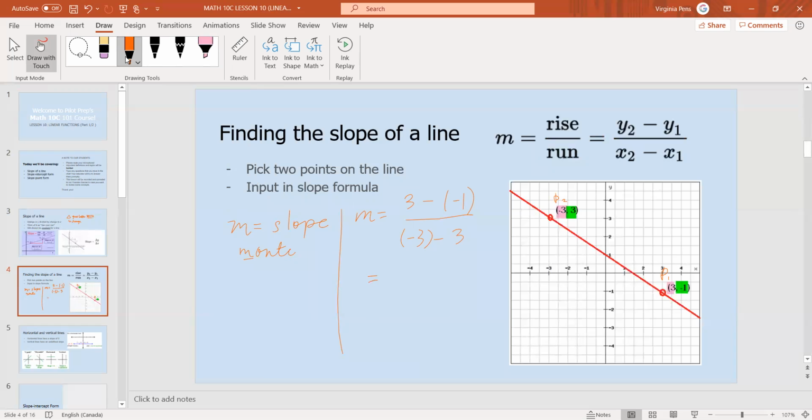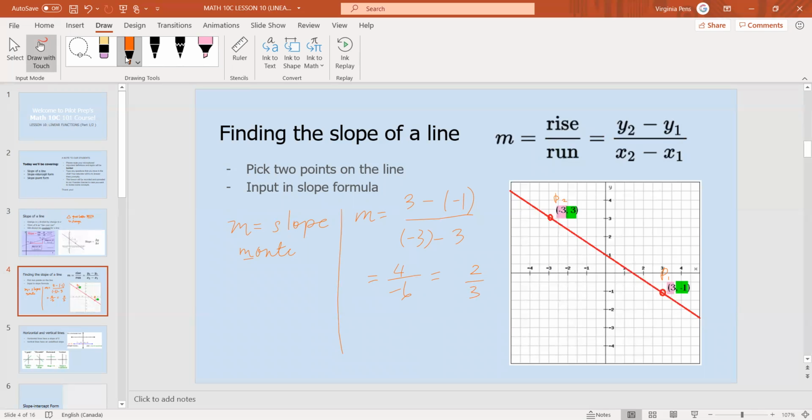And then we just simply subtract. 3 minus -1 is 3 plus 1, which is 4. And -3 minus 3 is -6. So this seems to be our slope, but we have to simplify our fraction. 4/6 can be simplified further to 2/3.